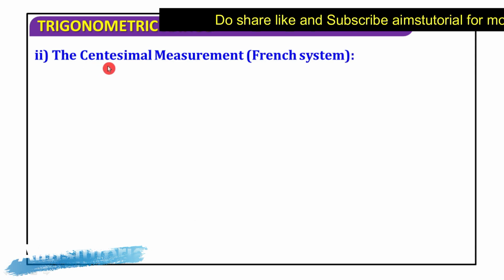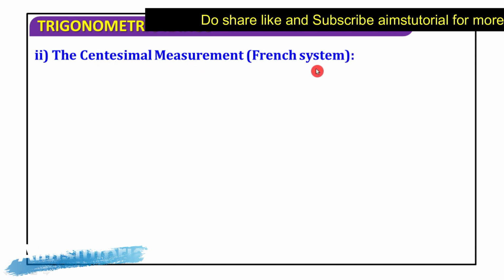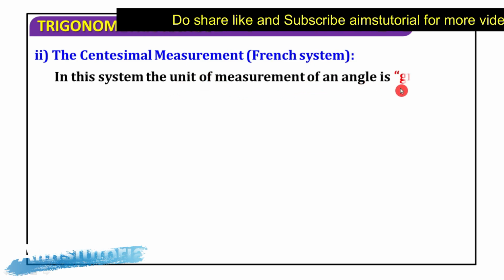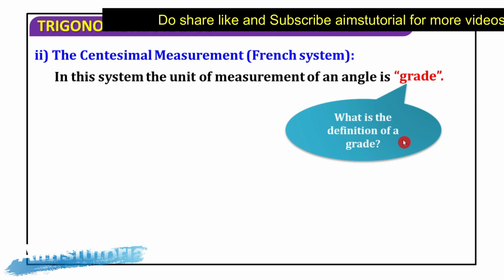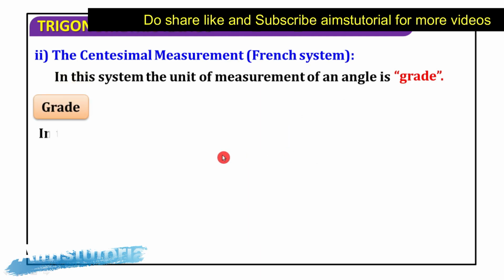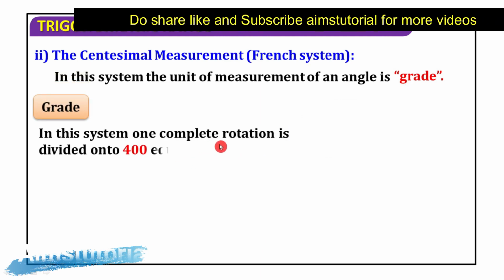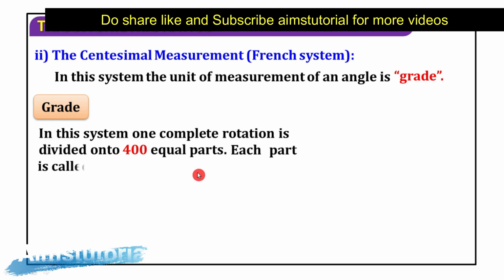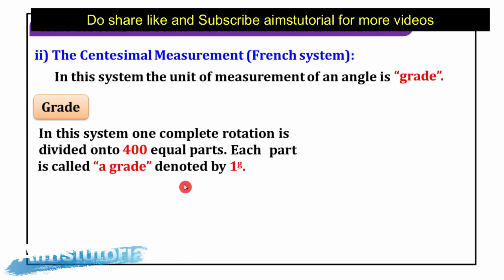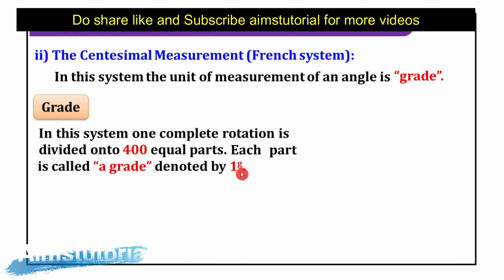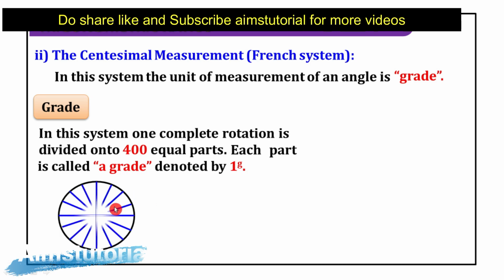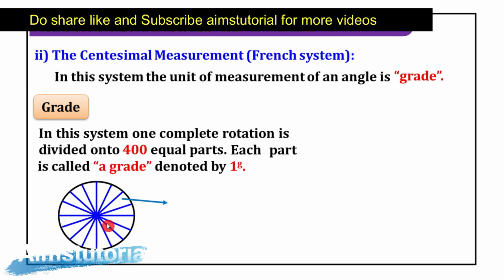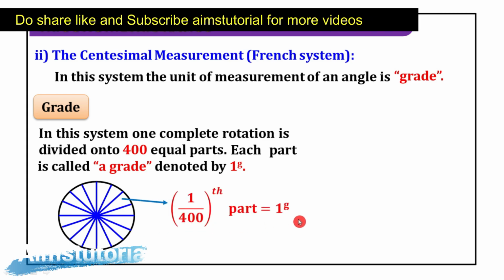Second one, centesimal measurement, French system. In this system, the unit of measurement of an angle is grade. What is the definition of a grade? In this system, one complete rotation is divided into 400 equal parts. Each part is called a grade, denoted by 1 power g. So 1 by 400 part is called 1 grade.